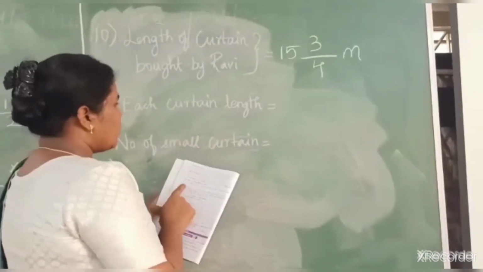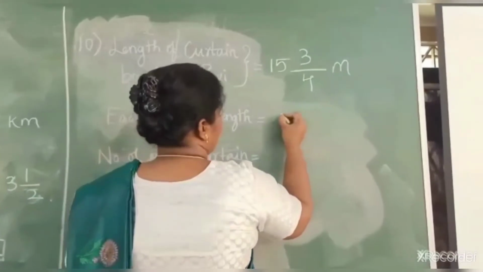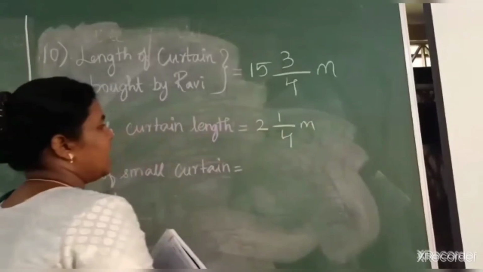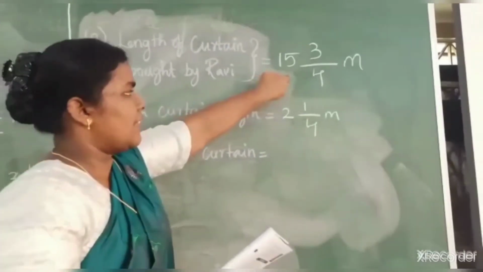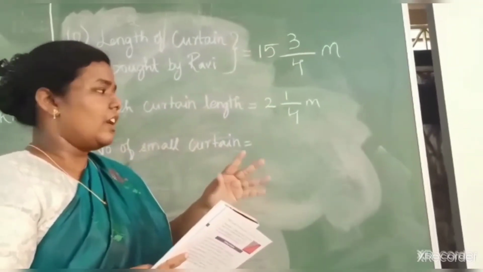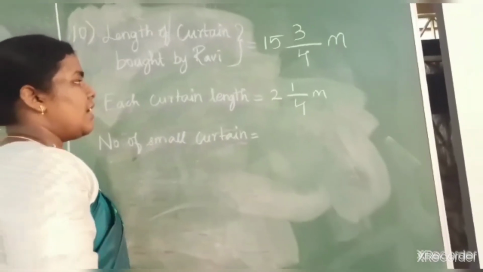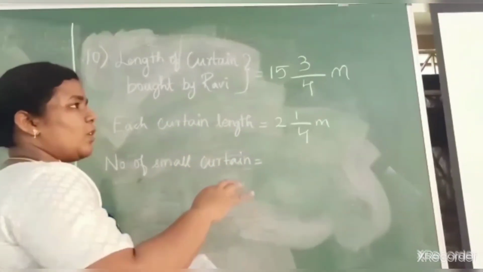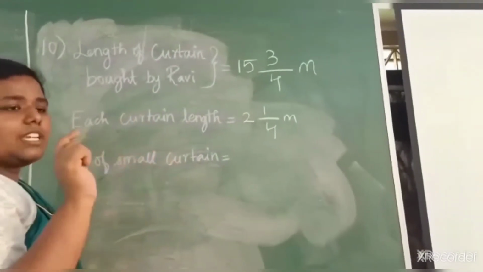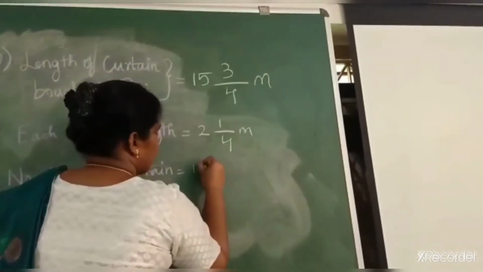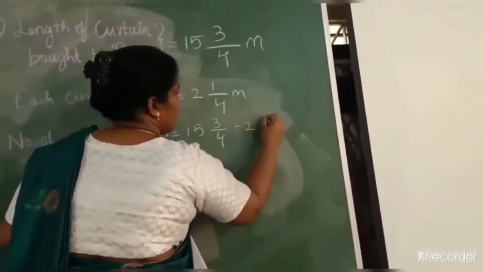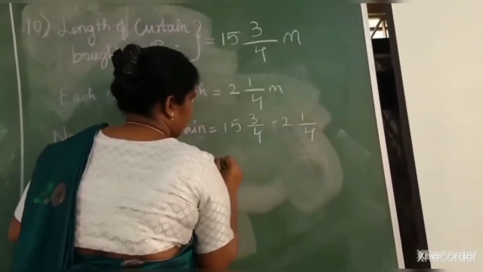Each curtain length is 2 1 by 4 meters. So how many small curtains from this length? If you cut this length, how many small curtains will we be getting? We should find this out. Okay, for this we will be using division, because there is a big thing and we are cutting it into small things. So 15 3 by 4 divided by 2 1 by 4.